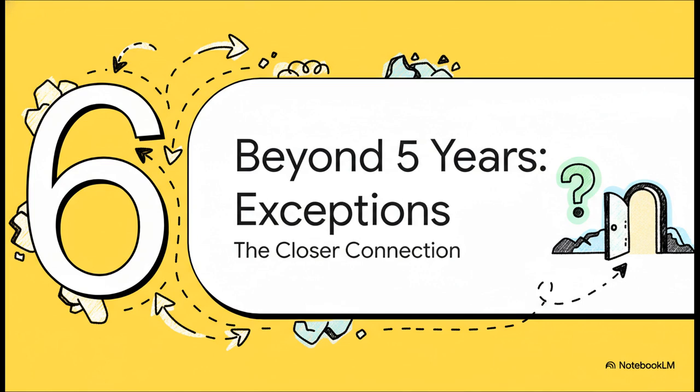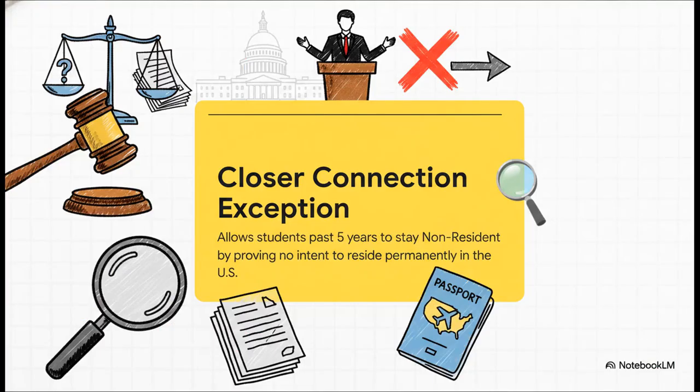But what if you're past the 5 years and you know you're not planning on staying in the U.S.? Is there any way out? Well, there is one potential lifeline, but it's a tough one to grab. It's called the closer connection exception. This exception, found in IRC Section 7701(b)(3)(B), lets you argue to the IRS that even though you meet the substantial presence test, you should still be treated as a non-resident alien.